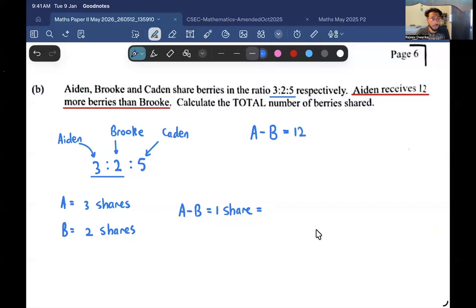If you all are confused by that, let me give you an example. Let's just say Brooke had 100 berries, right? According to the question, how much would Eden have then? Sachin, you tell me. According to the question, if Brooke had 100 berries, how much would Eden have?